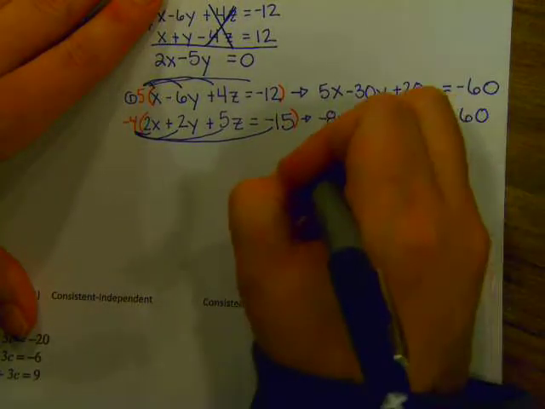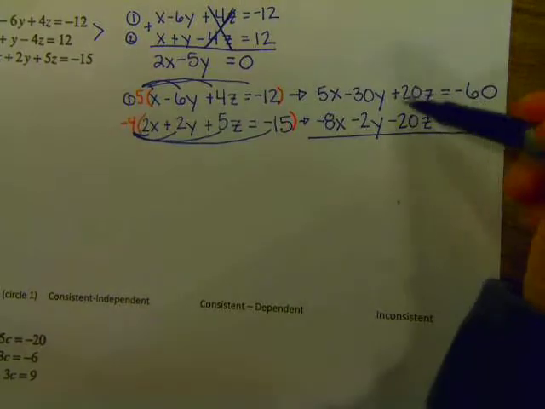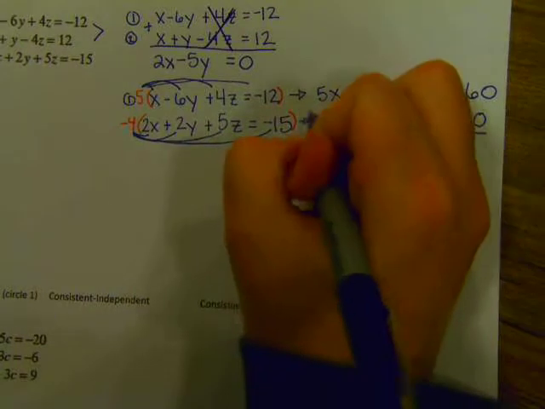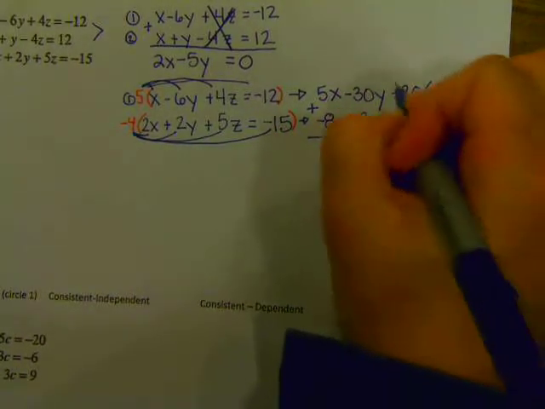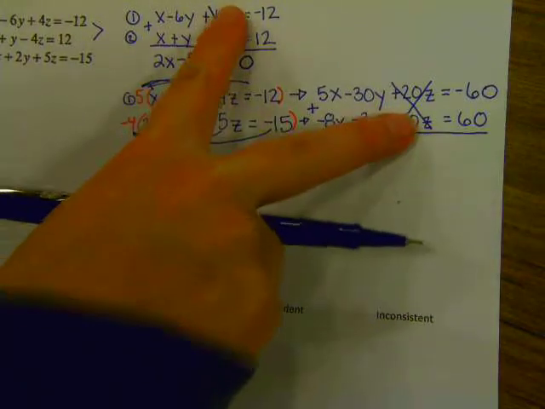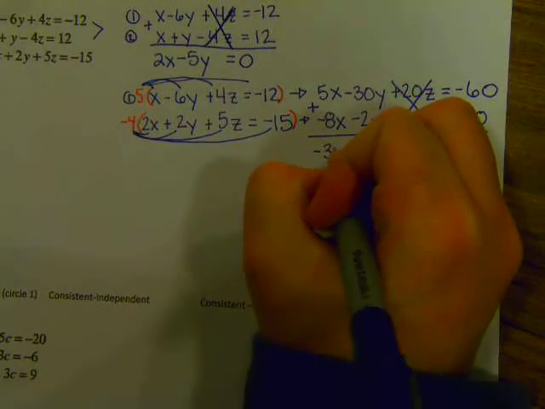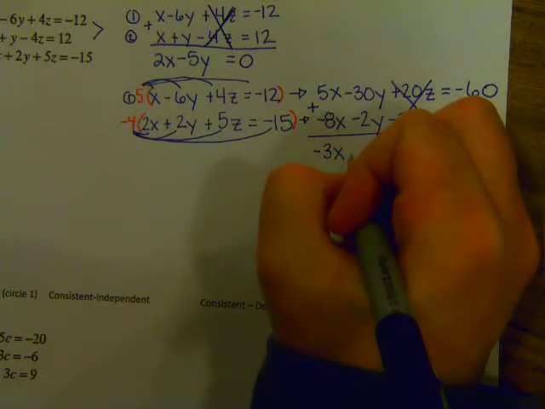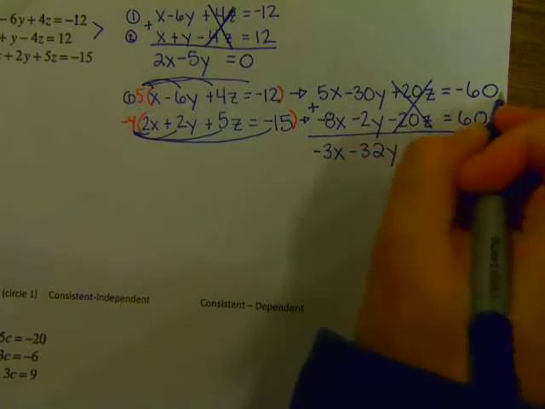So now you can see here that we have a positive 20z and a negative 20z. So we can add them together and it will eliminate that. You want to eliminate the same letter in your first two steps. So adding these up makes negative 3x, negative 32y, use your calculators, equals, and then add those up and you get 0.